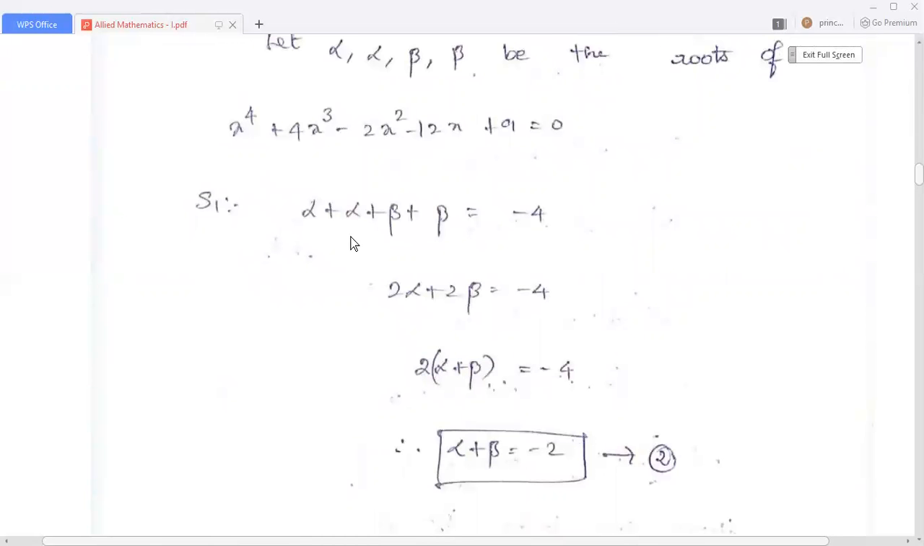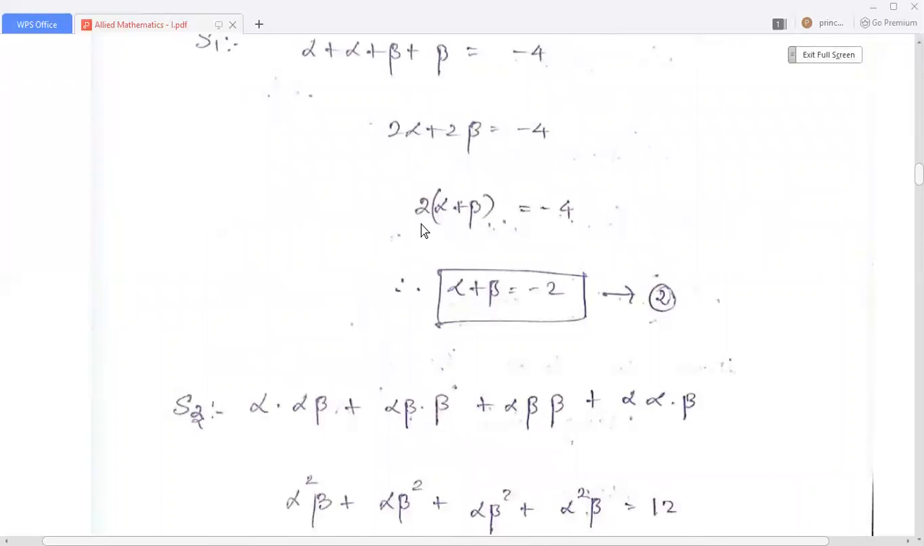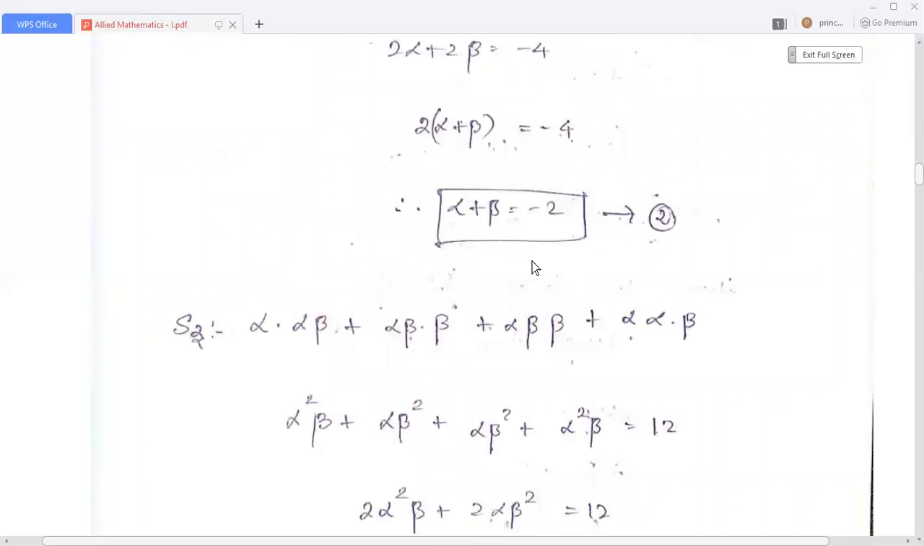Now we write the sum of all the roots. Alpha plus alpha plus beta plus beta is equal to minus 4. When you simplify this, 2 into alpha plus beta equal to minus 4. Therefore, alpha plus beta equal to minus 2. This can be taken as equation number 2.